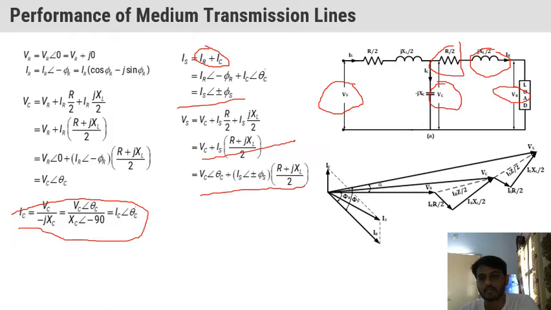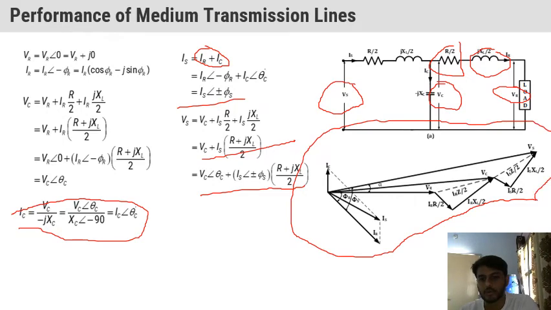This is the vector diagram for the nominal T method. You can draw it easily by starting with one reference value. We take the reference as VR, then we have two drops, this and this. By adding these two drops, IR by 2 and IXL by 2, we get the value of VC. Combining these two values gives the total impedance drop.